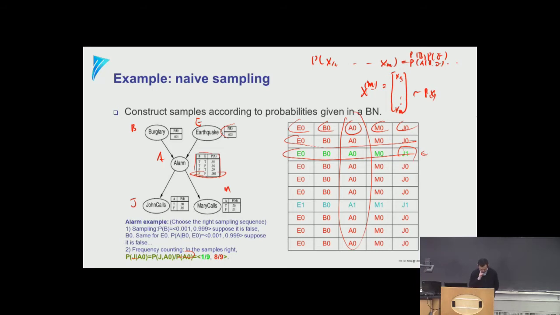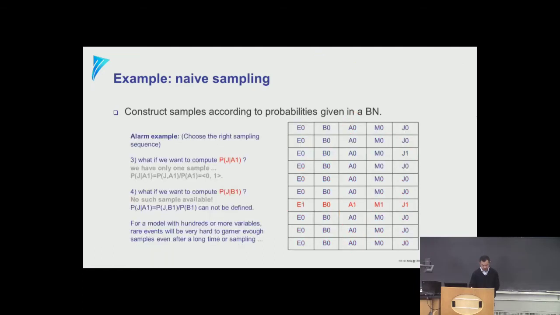And of course, you could also see some other configurations in here, but this configuration is not consistent with our conditioning evidence. Therefore, I'm going to discard it. Now going to another query. What is the probability of John makes a call when the alarm is off, or is on?